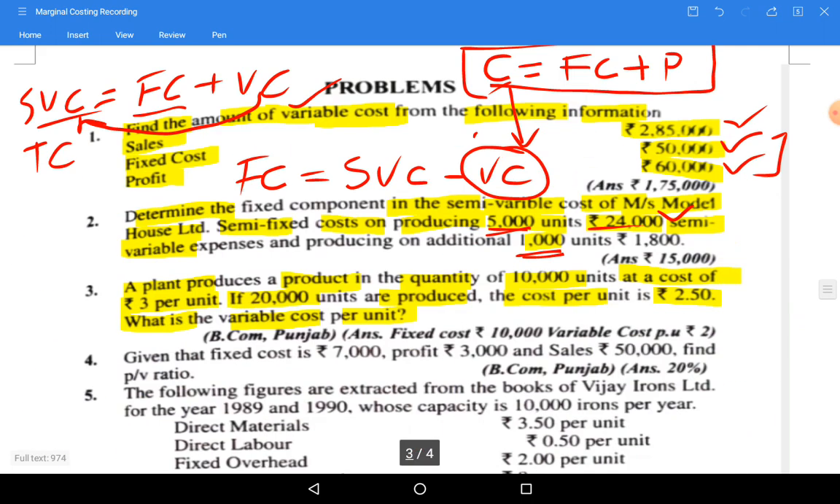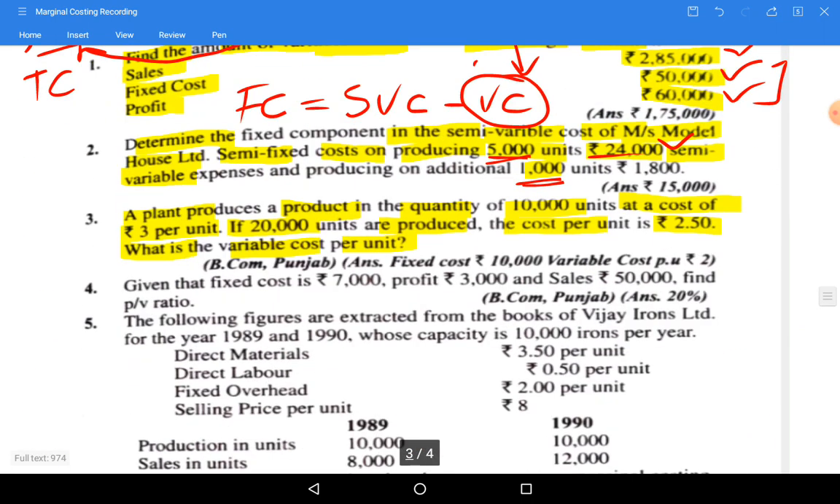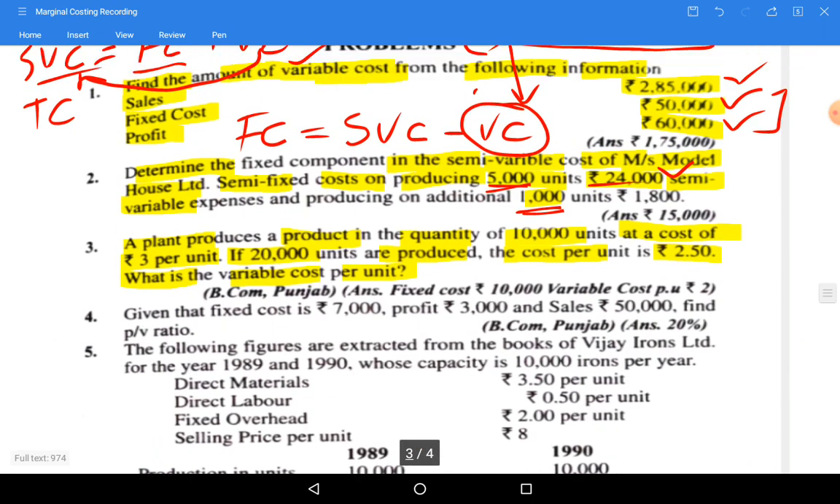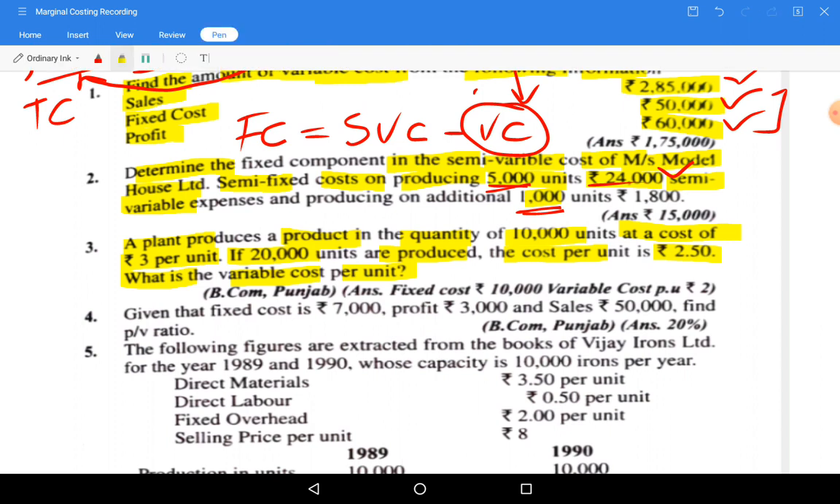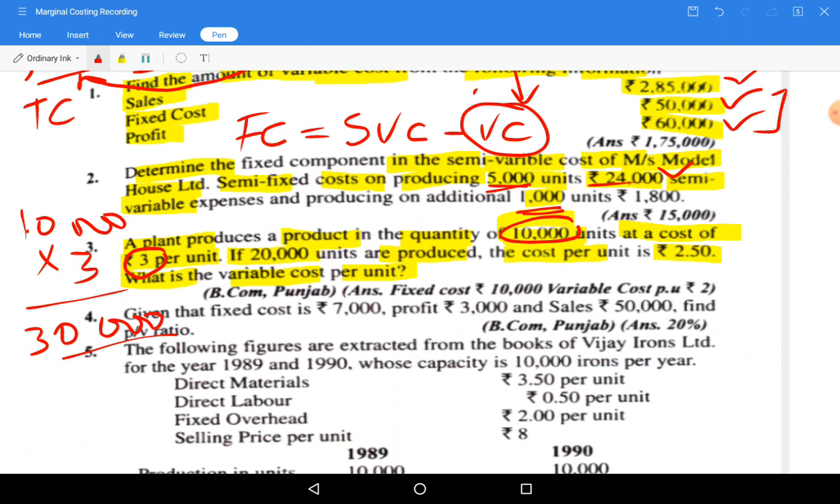So do we have total cost? Total cost is not available with us. How to get cost now? For 10,000 units, rate per unit is 3 rupees. So 10,000 into 3 rupees, you will get 30,000 as total cost at 10,000 units.